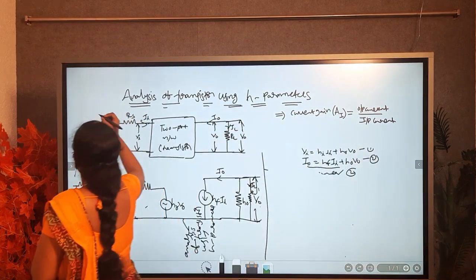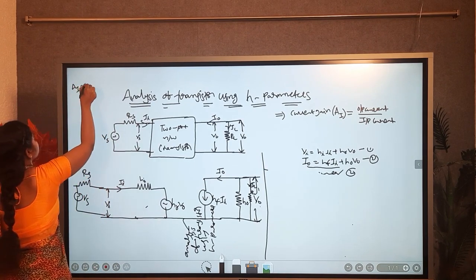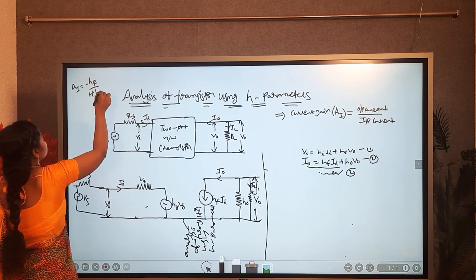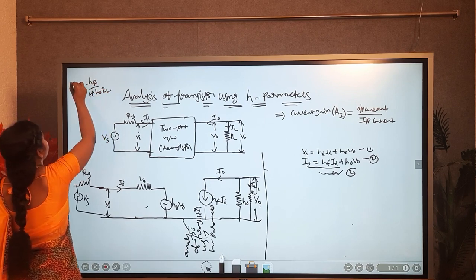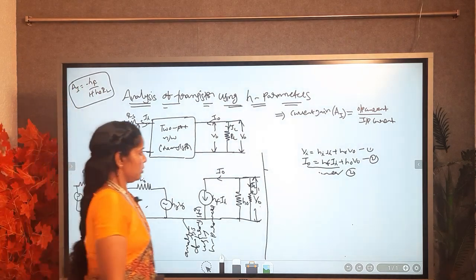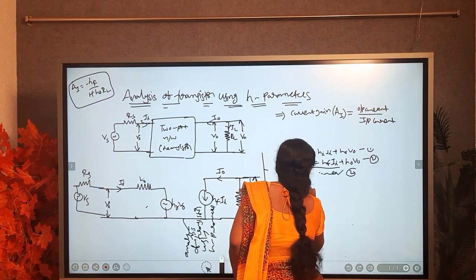I will write the AI in this place. AI equals minus HF by 1 plus H naught into RL. Put it in the box. Okay. Next, output voltage gain.